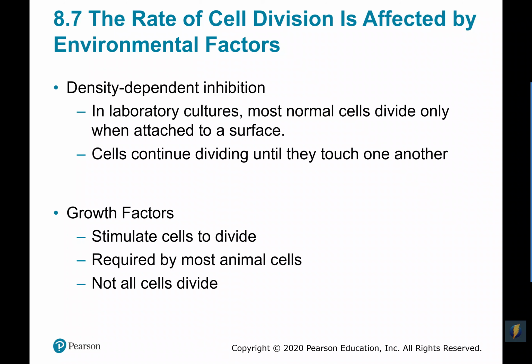The other thing that affects how much cell division takes place, or the rate at which it takes place, is a bunch of growth factors, which are usually proteins that stimulate cells to divide. Most animal cells will not divide unless they get the proper growth factors. And in fact, some animal cells don't divide at all. For instance, brain cells in humans have a very, very hard time dividing. It's why traumatic brain injuries or spinal cord injuries can be so damaging, because those cells don't divide very easily.